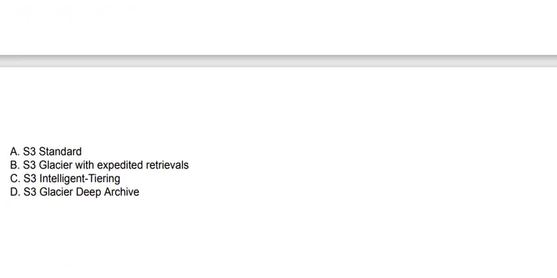Option A, S3 Standard. Option B, S3 Glacier with expedited retrievals. Option C, S3 Intelligent-Tiering. And option D, S3 Glacier Deep Archive. The correct answer is option B.